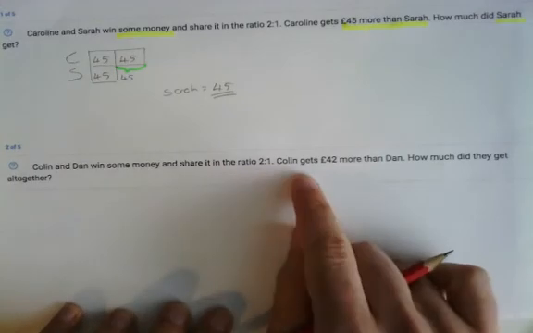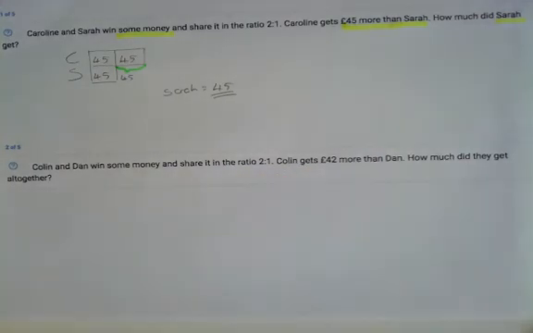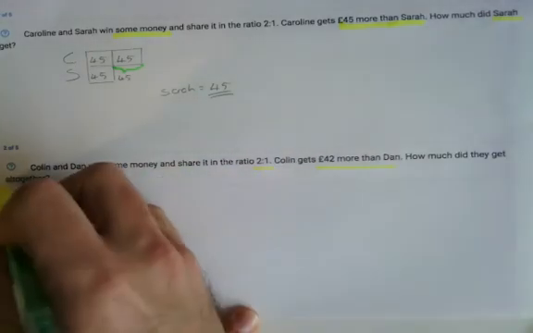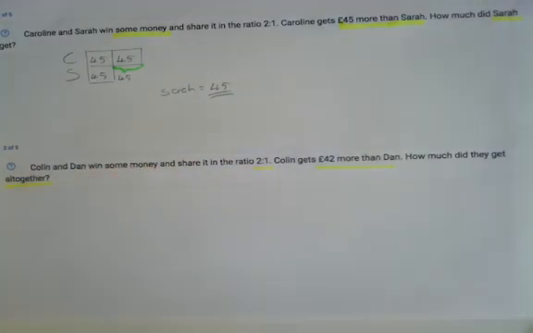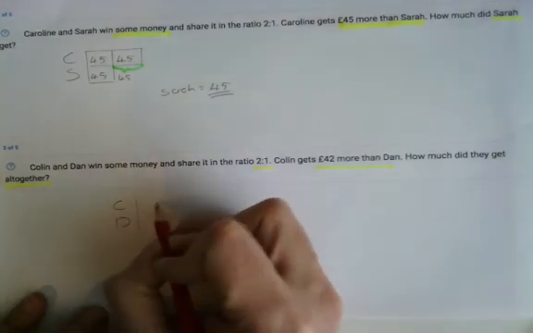Right, Colin and Dan win some money and share it in the ratio 2 to 1. Colin gets £42 more than Dan. How much did they get altogether? So this one is very similar to the one above. It's giving you the same ratio, but this time it's asking how much did they get altogether. So remember just to pay attention to that final part.